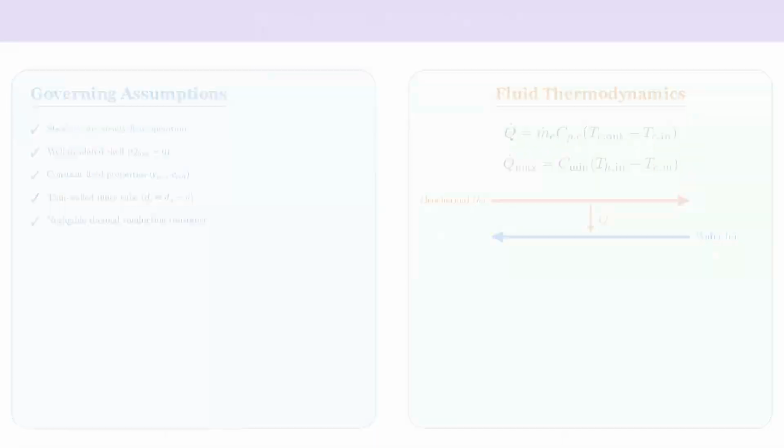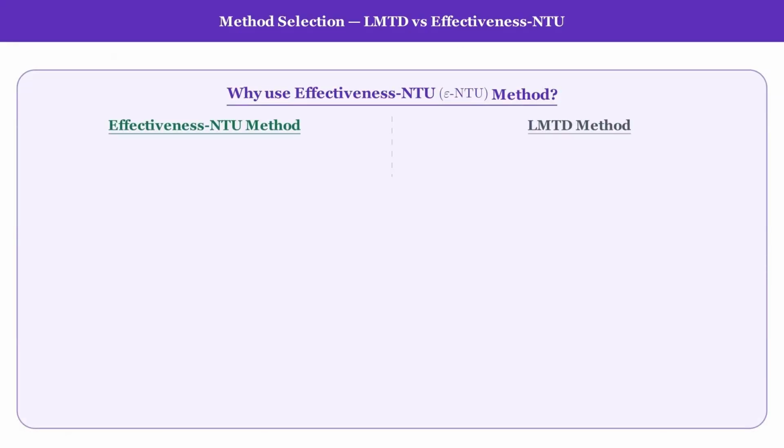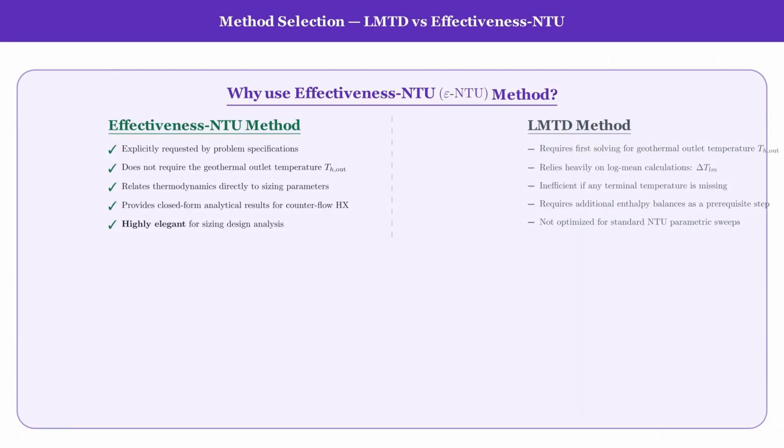The problem statement has already told us which method to use, but understanding why that instruction is correct is more valuable than simply following it. Two standard frameworks are available. On the left, the effectiveness-NTU method. On the right, the LMTD method. Let us work through the comparisons systematically.